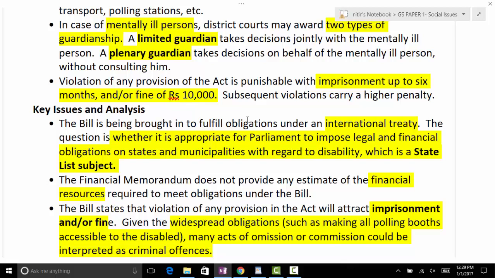It has incorporated many of the points that were there in the UN Convention on Rights of Persons with Disability. India has been a signatory to the UN Convention on Rights of Persons with Disability, so it was obligatory for India to have this in our legal framework.